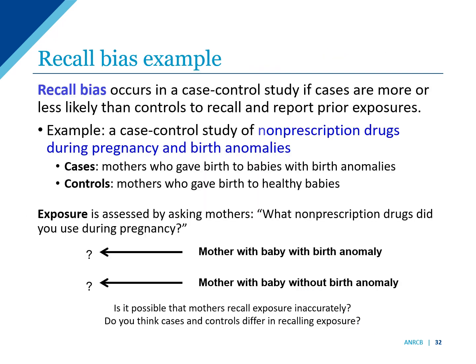Another example of recall bias can occur in a case control study when cases are more likely than controls to recall or report prior exposures. An example of this is a case control study of non-prescription drugs during pregnancy and birth anomalies. So cases would be mothers who gave birth to babies with birth anomalies, and controls are mothers who gave birth to babies without birth anomalies. And imagine the exposure is assessed by asking mothers, what non-prescription drugs did you use during pregnancy?